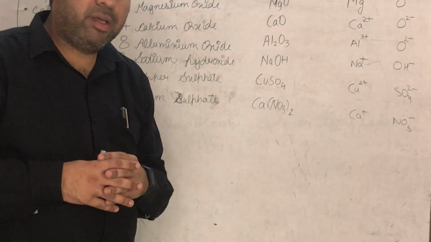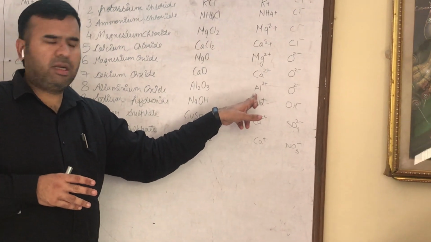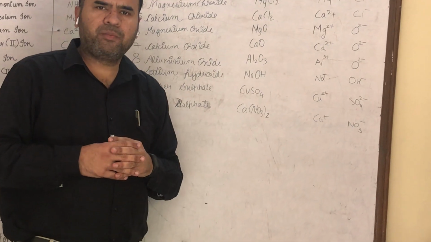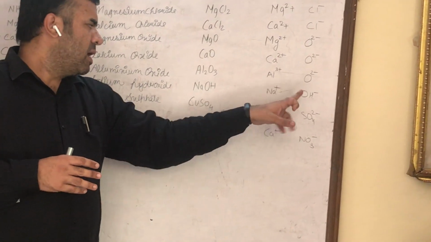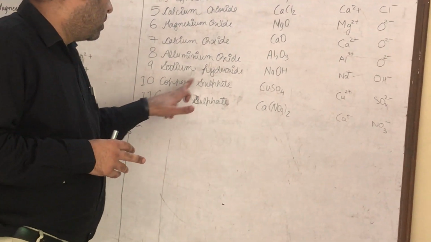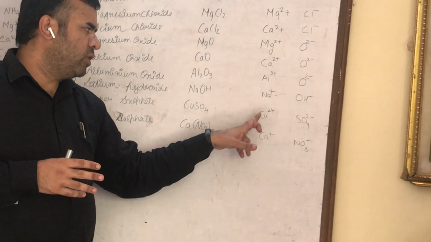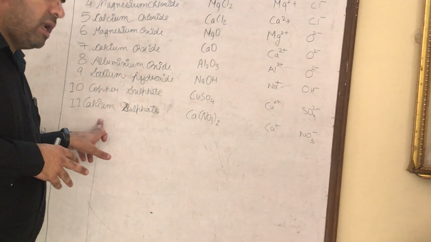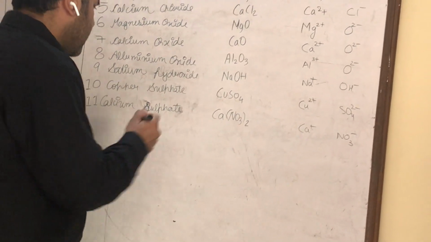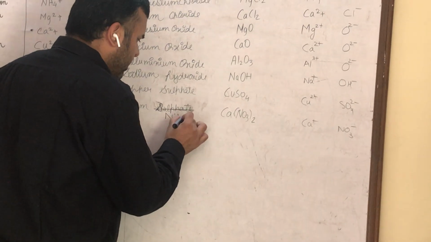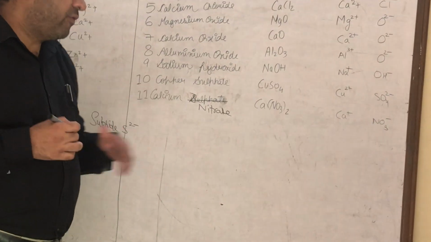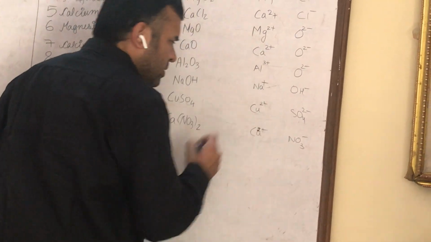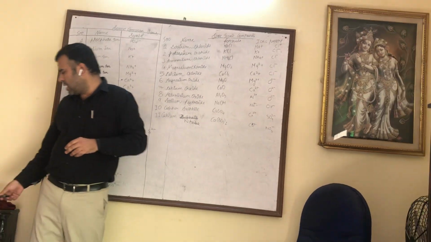Aluminium oxide, Al2O3. Al3 plus is the cation in it and O2 negative is the anion in it. Sodium hydroxide, NaOH. Na positive is the cation in it and OH negative is the anion in it. Copper sulfate, CuSO4. Cu2 positive is the cation in it and SO4 2 negative is the anion in it. And last but not the least, calcium nitrate. Formula is Ca(NO3)2. Ca2 positive is the cation in it and NO3 negative is the anion in it.